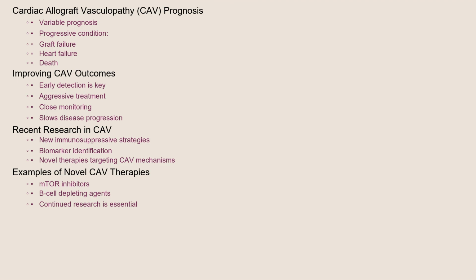The prognosis for patients with cardiac allograft vasculopathy can vary. Unfortunately, CAV is a progressive condition that can lead to graft failure, heart failure, and death. However, with early detection, aggressive treatment, and close monitoring, it's possible to slow down the progression of the disease and improve outcomes. Recent research has focused on developing new immunosuppressive strategies, identifying biomarkers for early detection, and exploring novel therapies to target the underlying mechanisms of CAV.